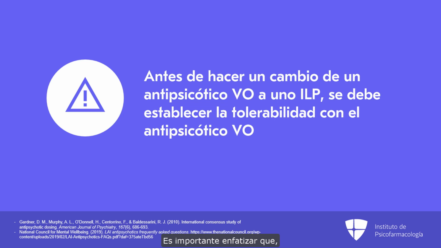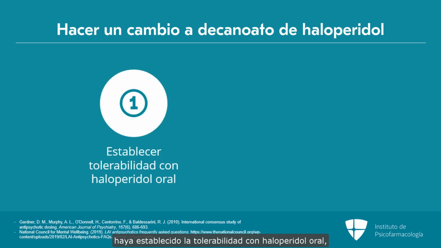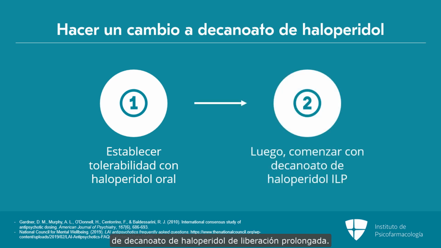It's important to emphasize that when switching from an oral agent to a long-acting injectable, clinicians need to establish tolerability with the antipsychotic in its oral form before it is administered as a long-acting injectable. So for example, if we're switching a patient to haloperidol decanoate, we'd want to make sure that the patient has established tolerability with oral haloperidol before giving them the first injection of haloperidol decanoate long-acting injectable.